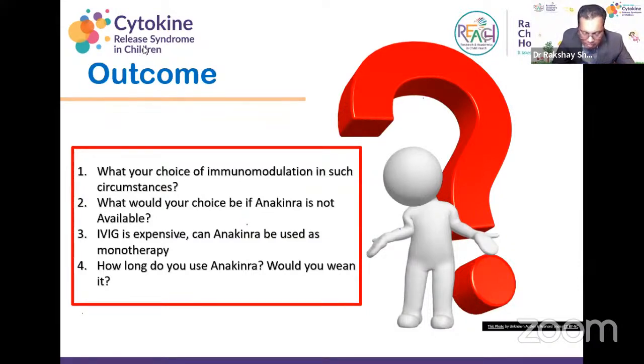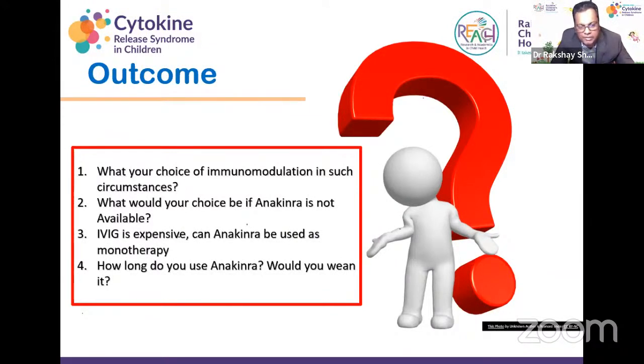So I can also see in a lot of the chat box saying that anakinra is not easily available. In fact, we import anakinra, and it's not a very easily available drug. So my question is, I know Dr. Kishan Chuk did say that he would prefer to give dexamethasone because that's much more easily available. Again, question to Dr. Randy: in case you don't have anakinra as an option, what would you consider?